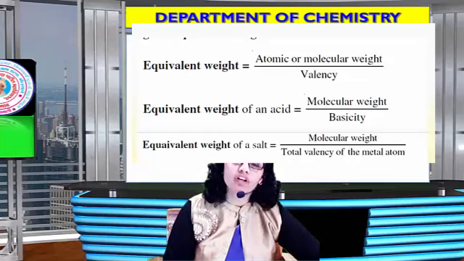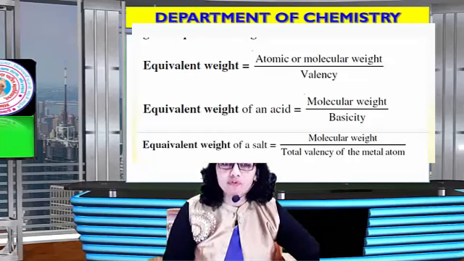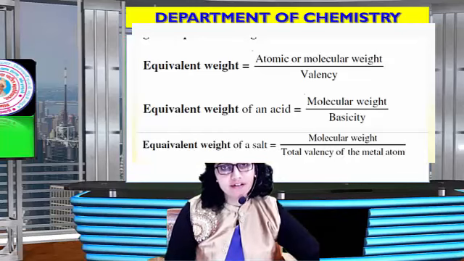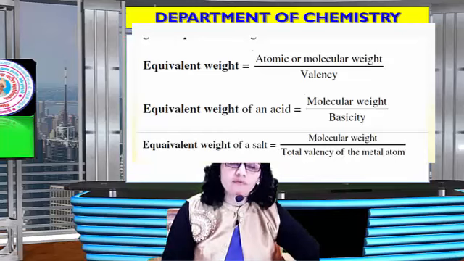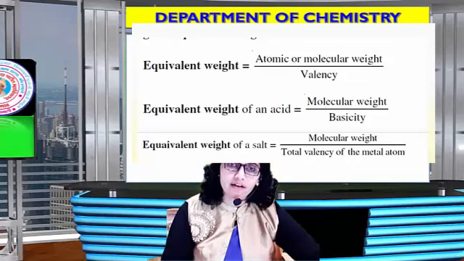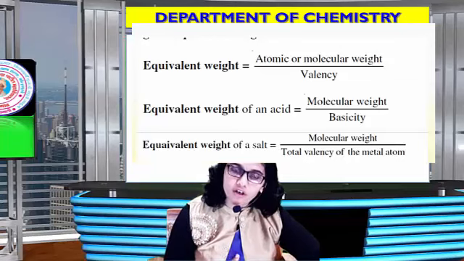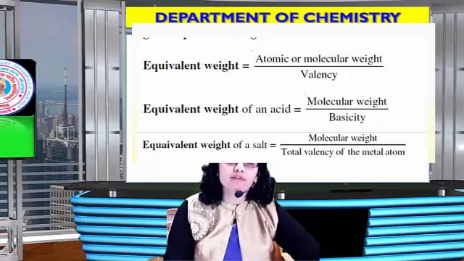This is the formula for calculation of normality, and it is the ratio of the number of gram equivalents of solute to the volume of the solution in liters. Here we take the gram equivalent weight and the volume of solution in liters. For example, if we want to prepare 0.5 normal KMnO4 solution, then 0.5 gram equivalent weight of KMnO4 needs to be dissolved in water until the solution becomes 1 liter by volume. So how to calculate normality?